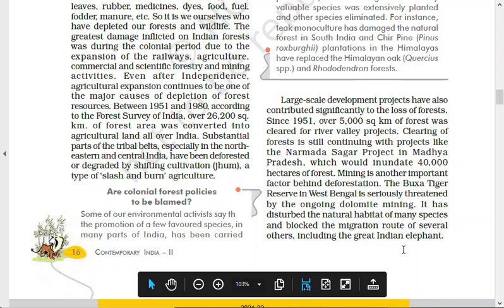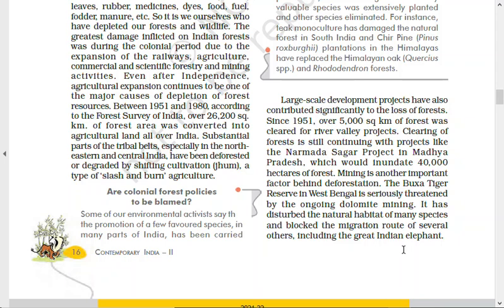Any idea? No, sir. No. Okay, let me check. Dolomite is used for... Wait a minute. Dolomite. Dolomite is used for... Magnesium. Okay, we get magnesium from that.